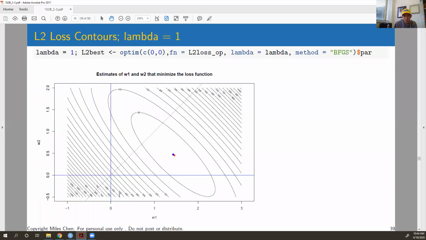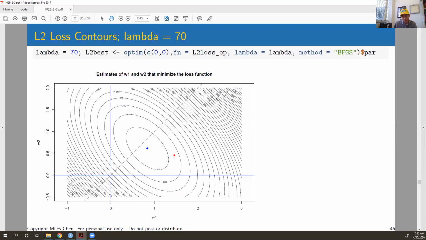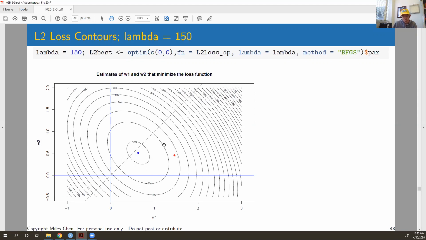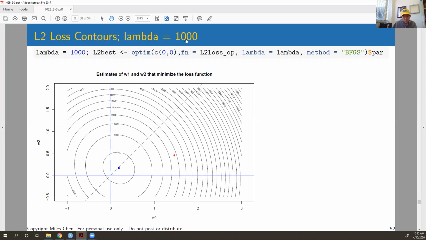And so let me just show you what these pictures look like, okay? And again, here are the contours. I've added this diagonal line representing W1 equal to W2. And so when I put in lambda equals 1, the red dot represents the OLS loss, and the blue represents our modified values. And so the values will approach this line, and we can see the contours also adjusting, and they shrink towards this, but even at lambda equals 1,000, we don't get to 0, 0.